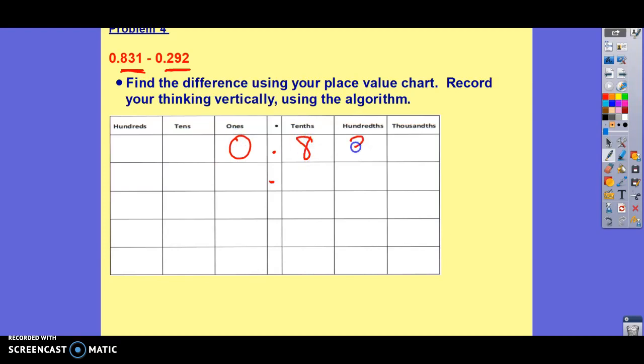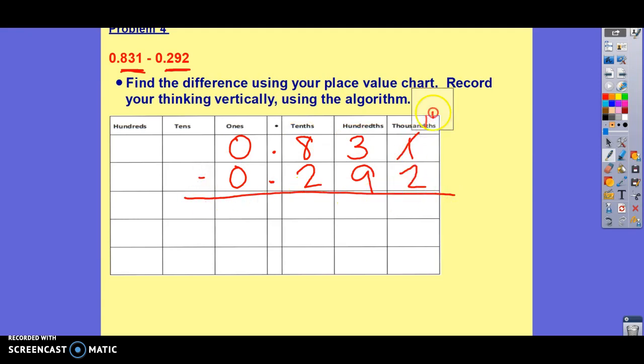Starting with the value 831 thousandths minus 292 thousandths. Lining up our decimals always. We're going to add 10 to the thousandths place that we took from the hundredths place, and add another 10 from the tenths place.